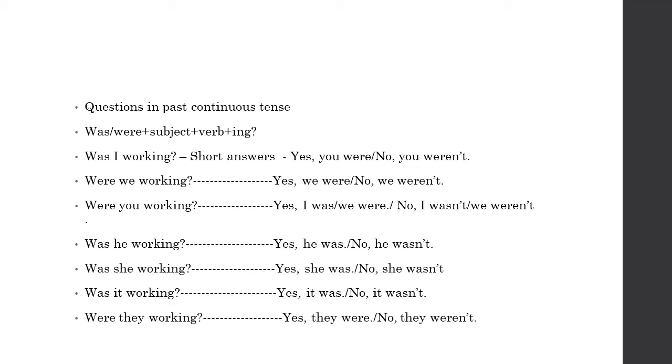So, was I working? Maybe someone is trying to recall from the past, maybe they didn't remember. So, was I working on Sunday? Yes, you were, or no, you weren't. Okay, were we working together? Yes, we were, or no, we weren't. These are short answers. You don't have to say the entire sentence. You just say, yes, we were, or no, we weren't. Was he working? Yes, he was.